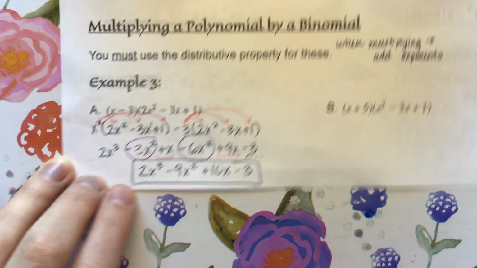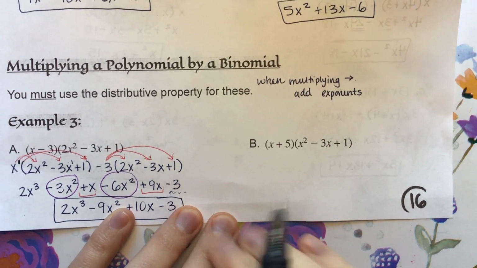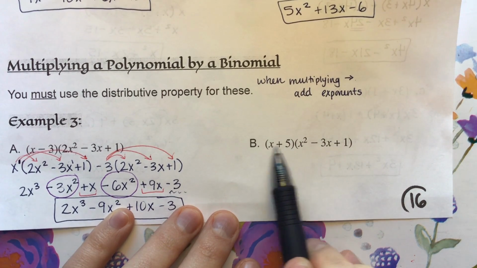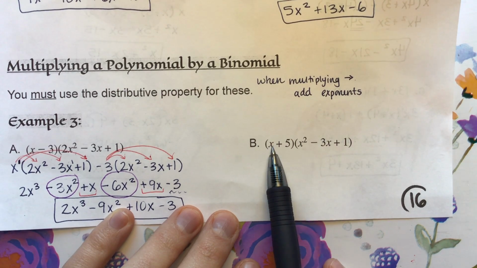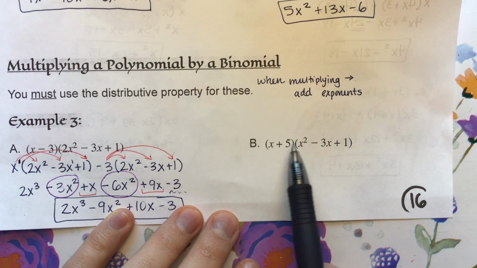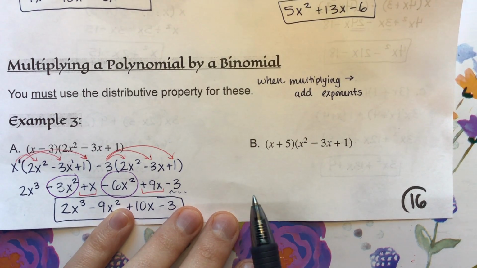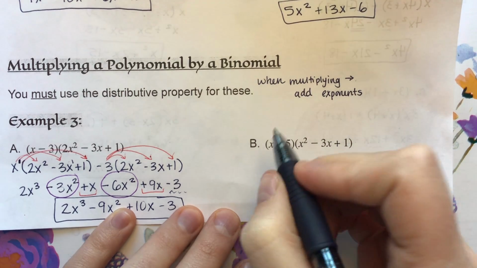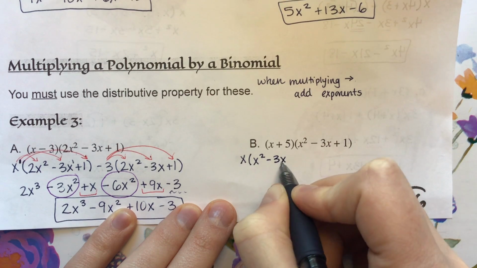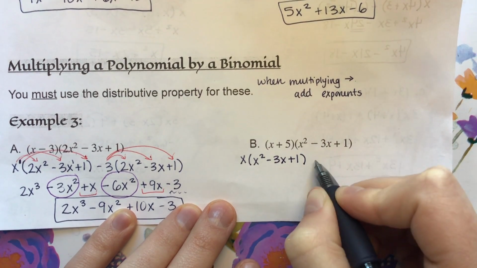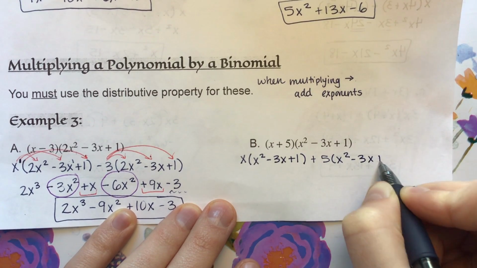All right, we have one more example, and then we are done with this set of notes. I am multiplying these two terms across all 3 of these. So what I need to do is take this x and multiply it by everything, and take this 5 and multiply it by everything. So let's write that out so we make sure that we don't miss anything. So it's going to be x parentheses x squared minus 3x plus 1 plus 5 times x squared minus 3x plus 1.